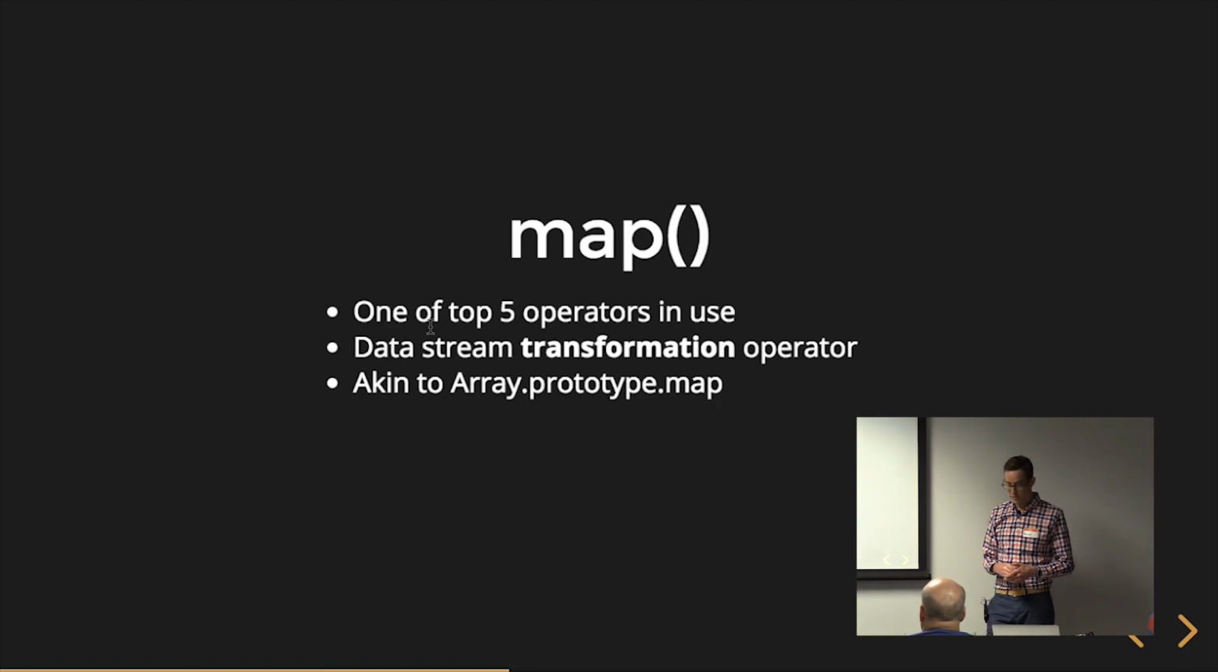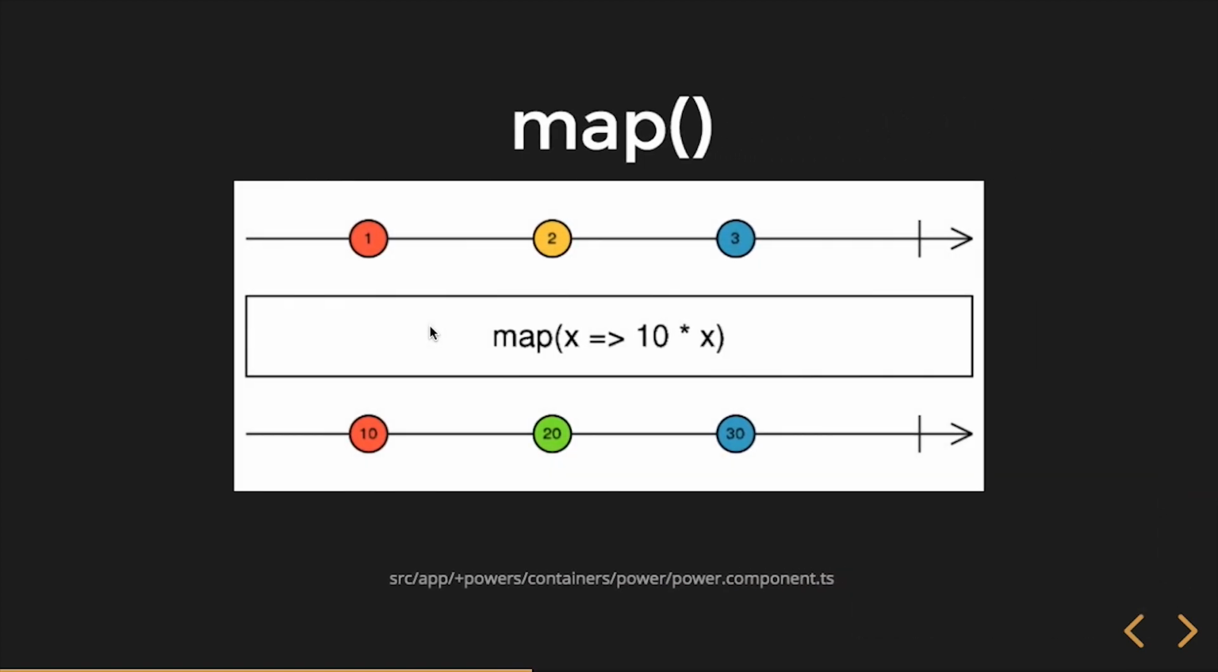It's a data stream transformation operator, just like we would use with array. And you can see that it's pretty much akin to array.prototype.map, right? Here's our Marble diagram. In this case, the map operator is accepting a value, and then it's returning that value multiplied by 10. So it receives 1, it outputs 10, 2, 20, 3, 30. Completion notification, completion notification.